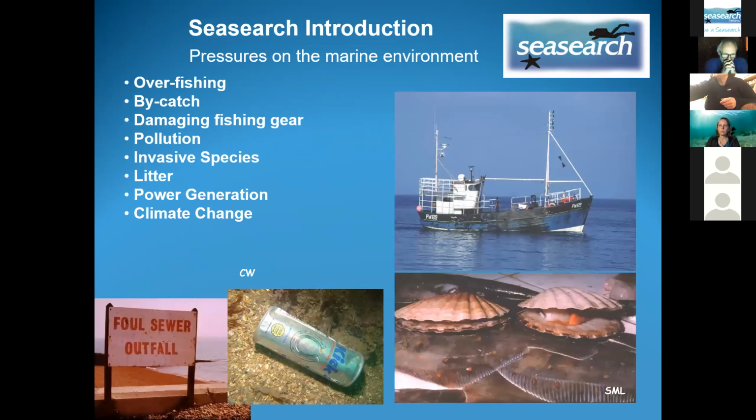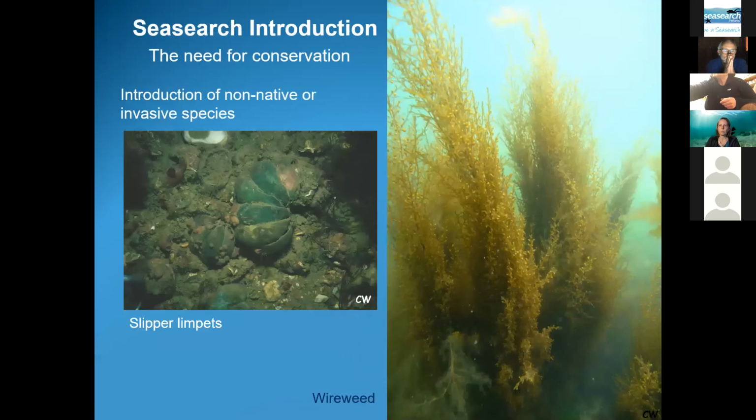But if you look at the marine environment, there's obviously a tremendous amount of pressure coming from a number of different areas, like overfishing, bycatch, the damage being done by fishing gear, pollution, invasive species, litter, power generation, climate change, and you could probably keep on going at that list for a long time. So we are all aware that the marine environment is under a lot of pressure. But for us, what we need to do is look at things like changes.